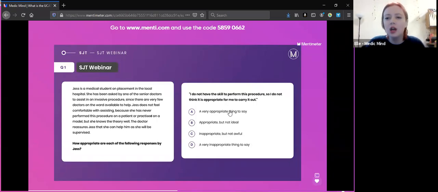So I'm already edging towards A or B here, because saying that she won't perform it is the correct decision in this scenario. Then whether I'm going for A or B, I'm thinking about how she has put this across. Well, she's given an explanation. She's not just walked out. She said, I don't have the skill, so I don't think it's appropriate. She's not blaming anybody. She's acknowledging that it's just the fact that she doesn't have the skill at this time. So the answer to this question would be A.